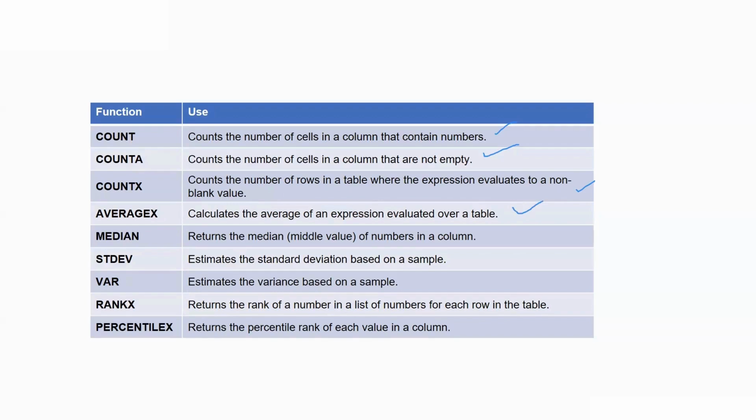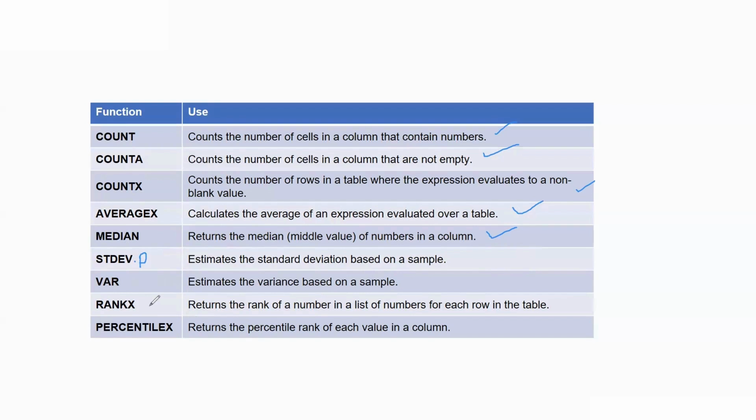Then we have the median. Median returns the median value in a column. Whenever you have any column and you want to find the median value out of it, you will use this median. In a similar way, if you want to find the standard deviation, you will be using this STDEV function. Now, after this, there is this .P, which is used to find out the standard deviation of the complete population. Then if you want to find out the variance of the complete column, you will be using this VAR function.